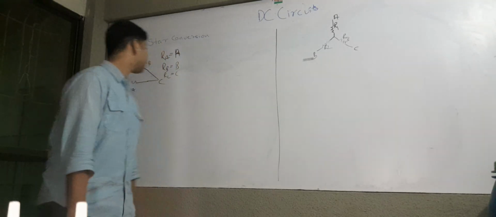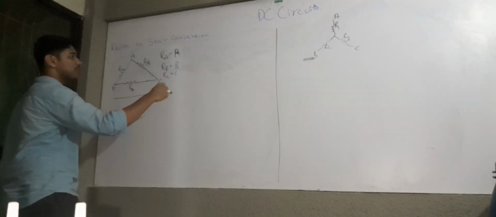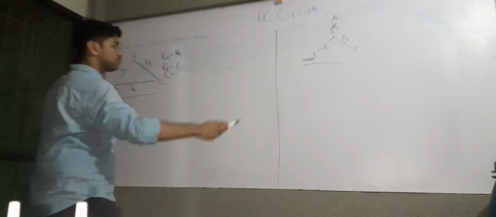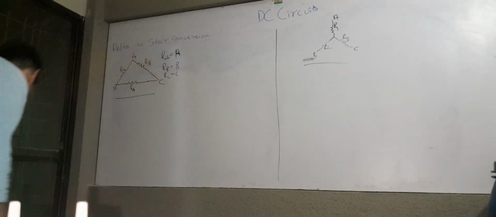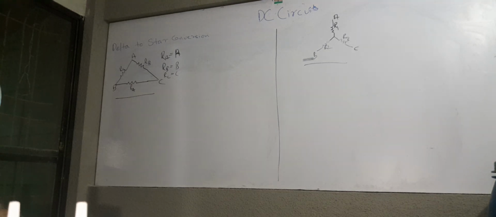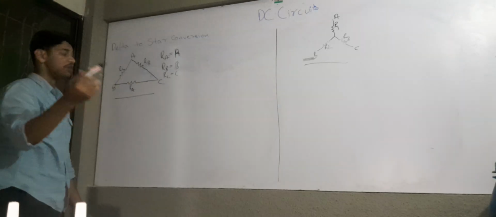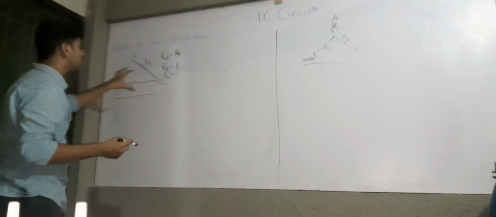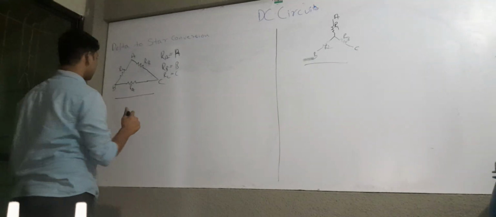So let's start. Here we've got a star configuration which we have to convert into this delta configuration, which we have to convert into a star configuration. There are basically three connections, but we are looking at this independent part of the circuit. Currently nothing is connected in the circuit.